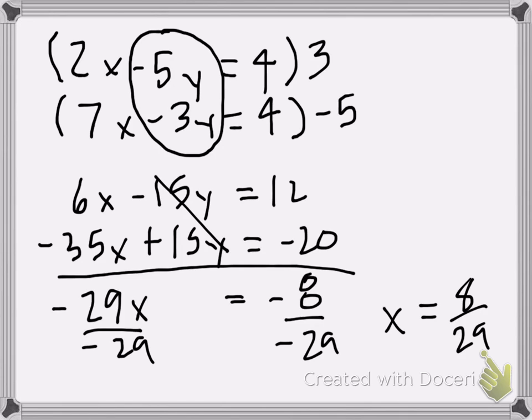Okay, so to get the second part, we're going to need to plug that back into one of our original equations to solve for y. Remember, when we're solving these systems, we're looking for ordered pairs. We're looking for an x value and a y value. So next I'm going to take that 8/29 and plug it in for x in one of my other equations.